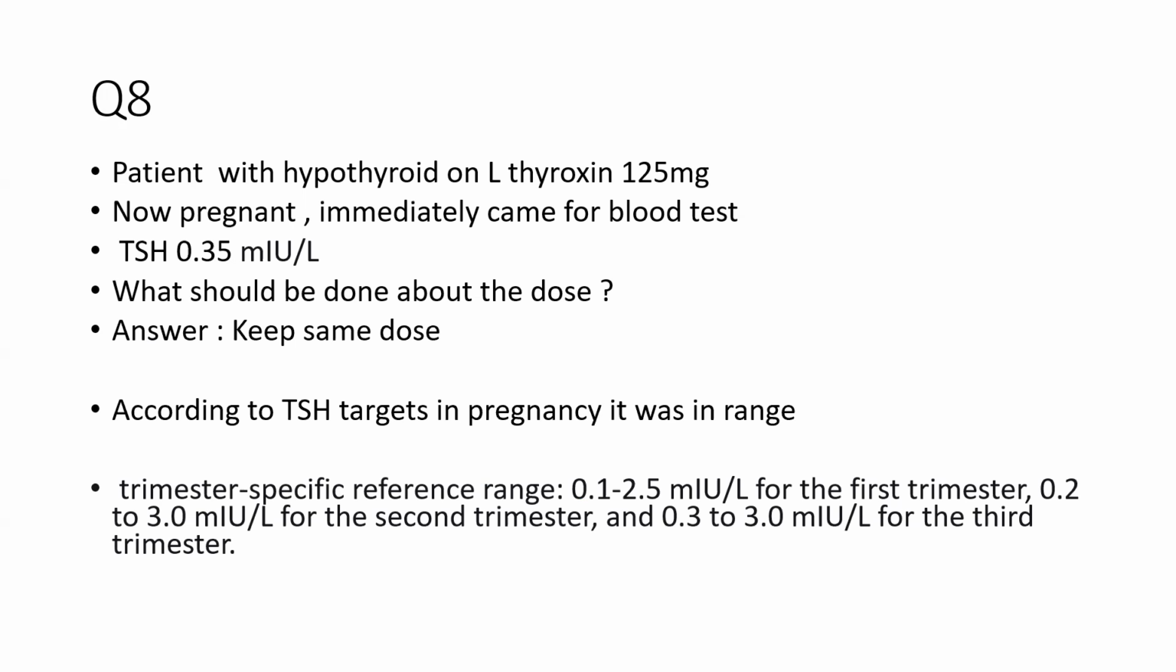We should be aware of the trimester-specific ranges: 0.1 to 2.5 for the first trimester, 0.2 to 3 for the second, and 0.3 to 3 for the third. So more or less, we should try to aim to keep the TSH below 2.5 up to the end of the first trimester, and in subsequent trimesters we should aim to keep it at least less than 3 mIU per liter.